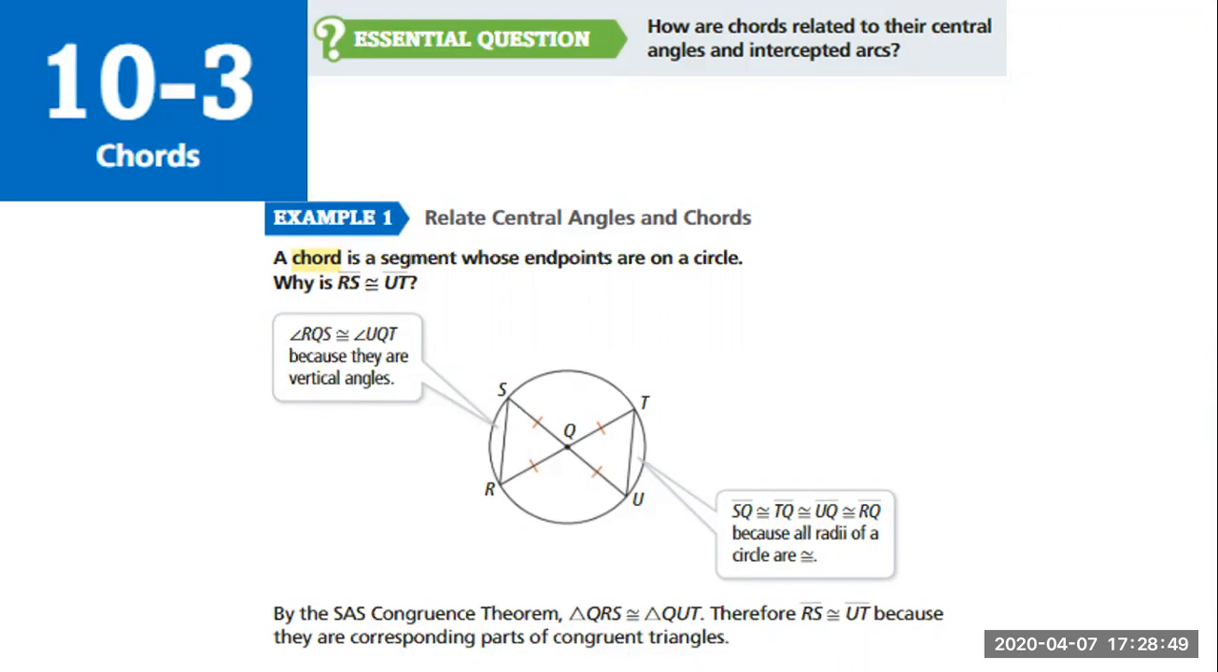But a chord itself does not have to be a diameter. It can be any segment whose endpoints are on the circle. So in the example here, all of these line segments are chords. RS is a chord, TU is a chord, SU is a chord, and TR is a chord.